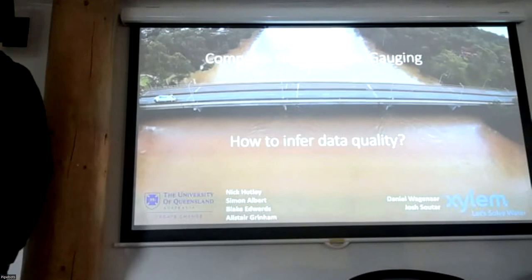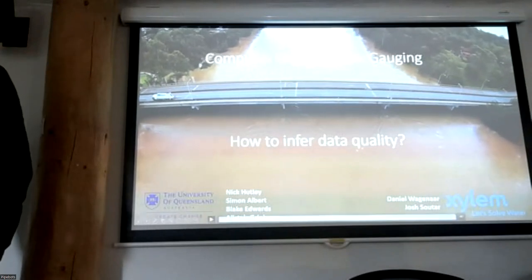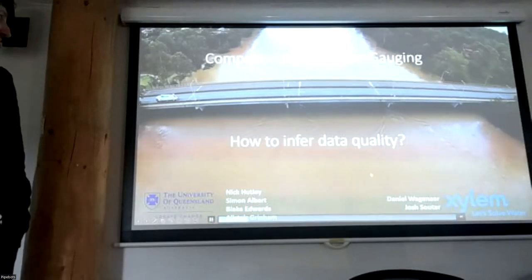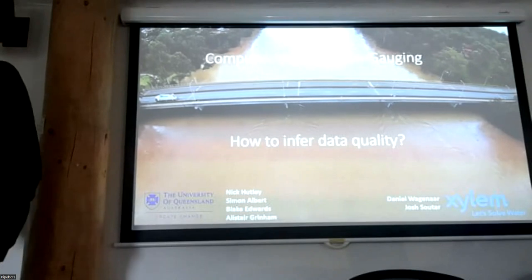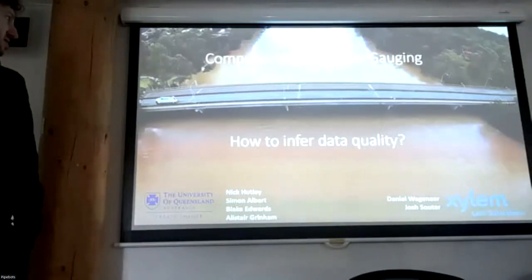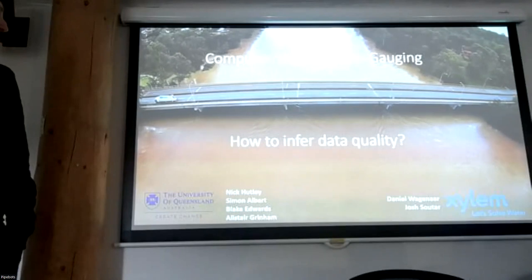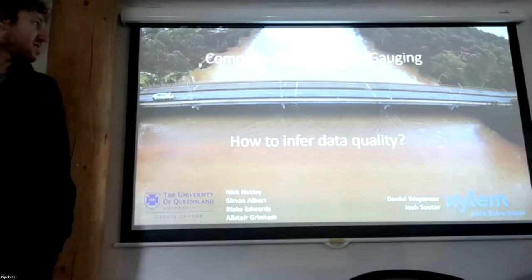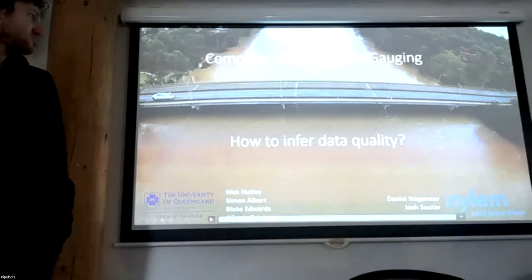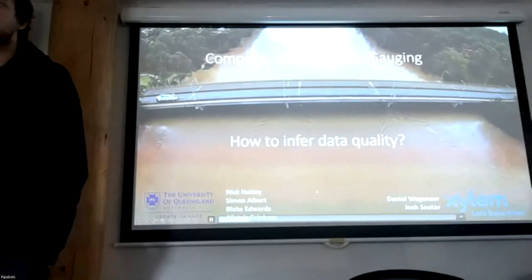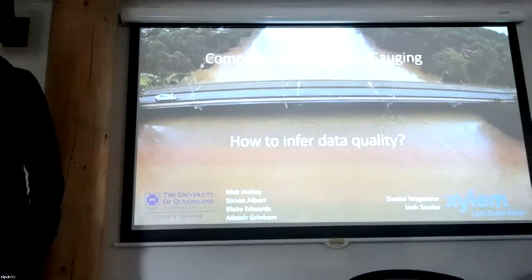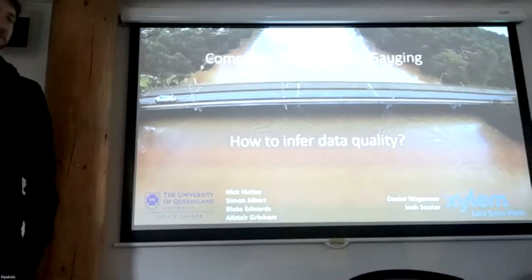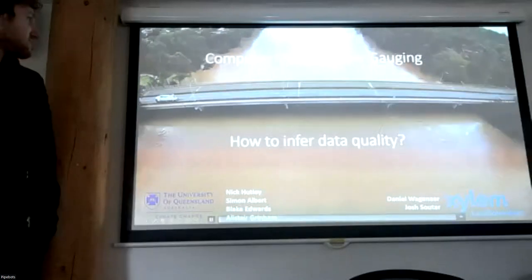So it's really led us to this computer vision stream gauging development process where we want to be able to deploy an optical method of measuring flow rapidly and collect more data, which we're always interested in collecting. As part of that automated process, you have to think about how we infer the quality of data coming out of an automatic process that you're not manually looking at yourself. So the next slide would be good.